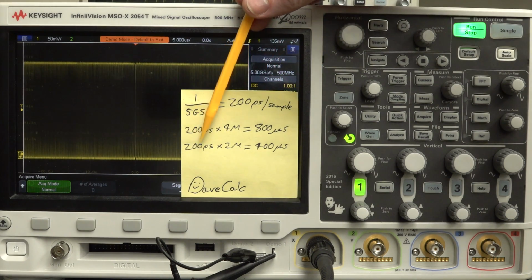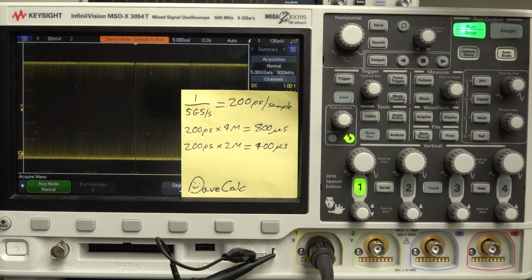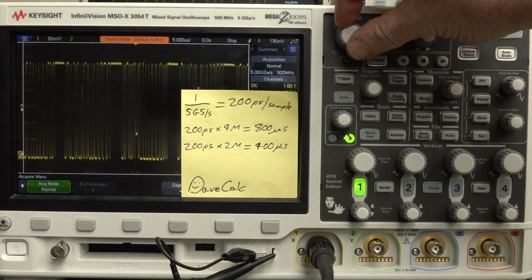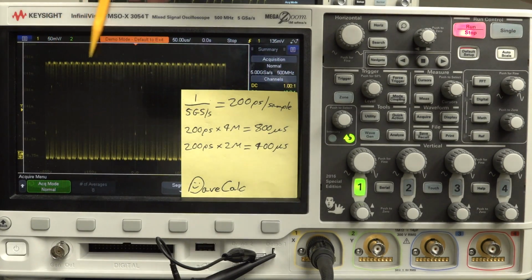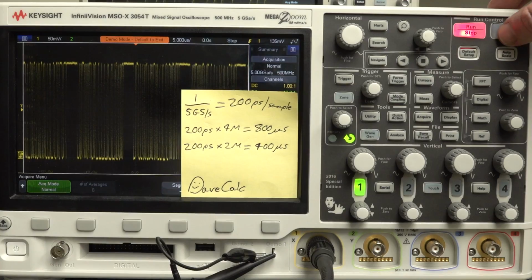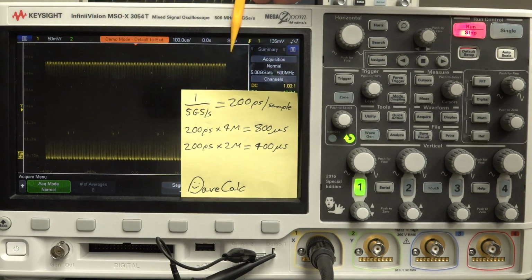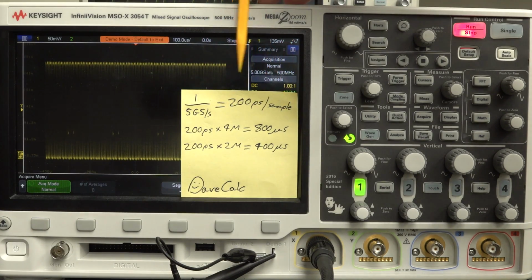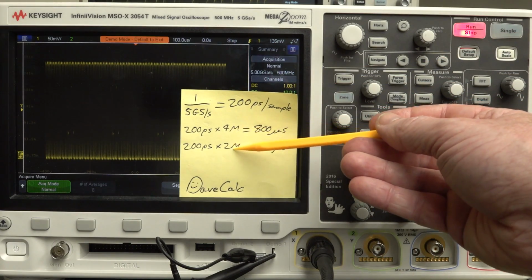And also 200 picoseconds times 2 meg of sample memory is 400 microseconds. Bingo! That's exactly how many divisions we were getting, in this case in stop mode here. If we go out at 50 microseconds per division, we had 400 microseconds. And as before, in single shot mode, we've got 8 divisions there times 100, that's our 800 microseconds.